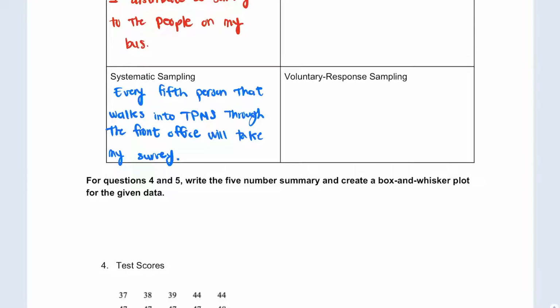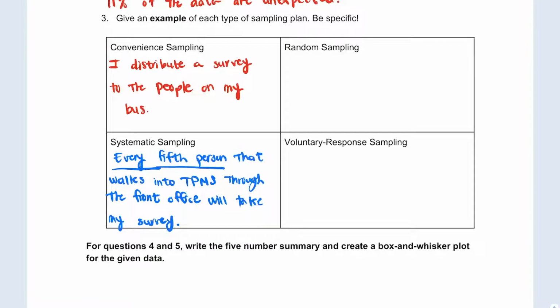Okay, so the essence of systematic is this system that's in place. Every fifth person, this kind of pattern that the sample follows. It's getting closer to our random sampling a little bit. You know, you may not know everyone who walks into the office, but that's kind of the point. That's what gives us our representative sample.